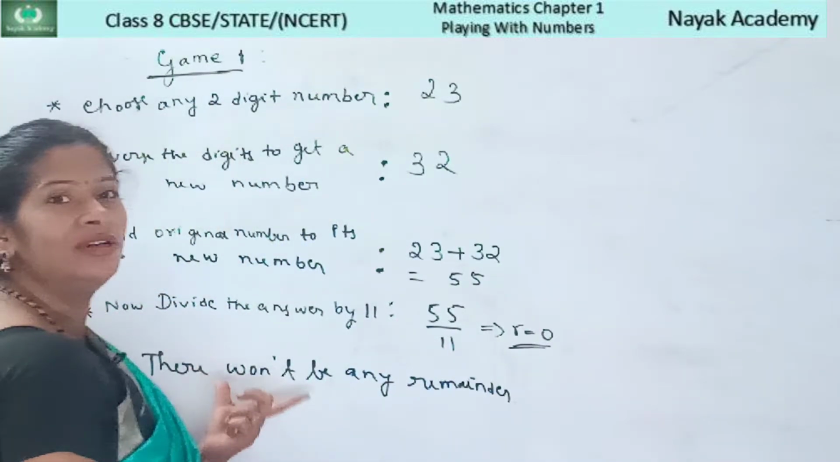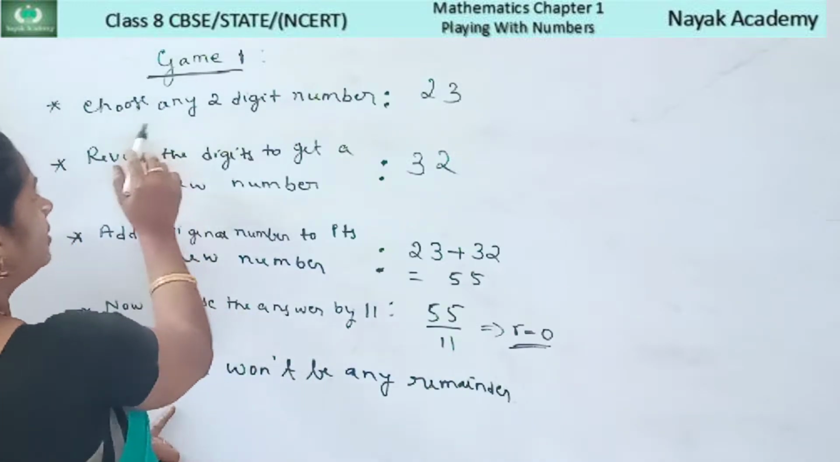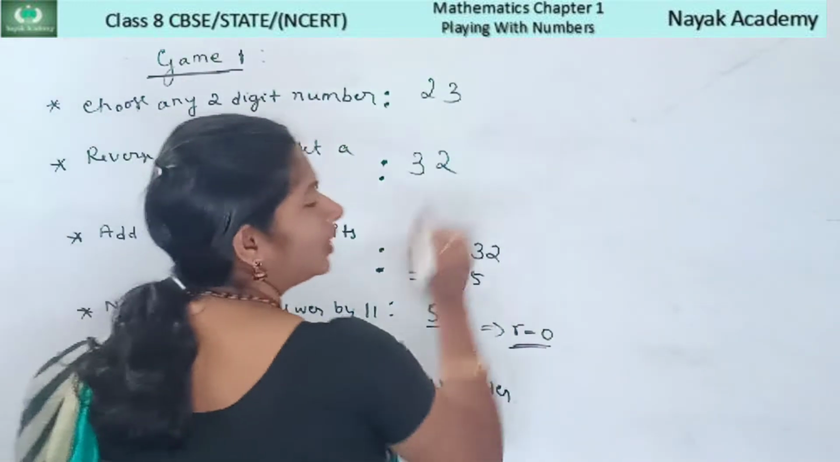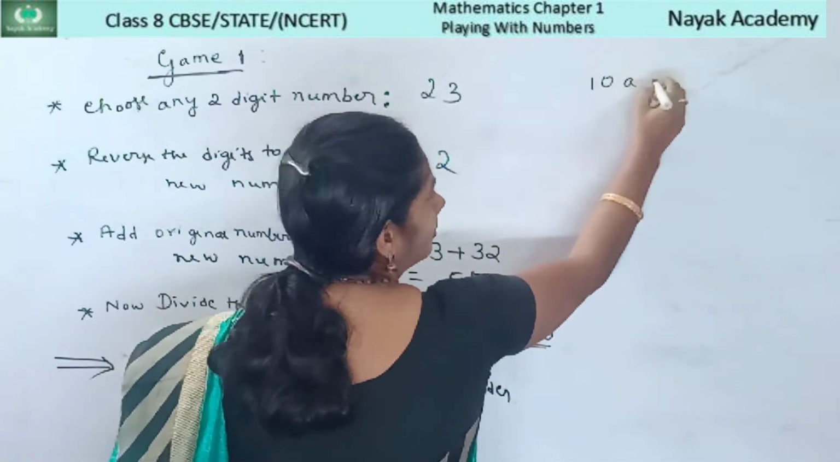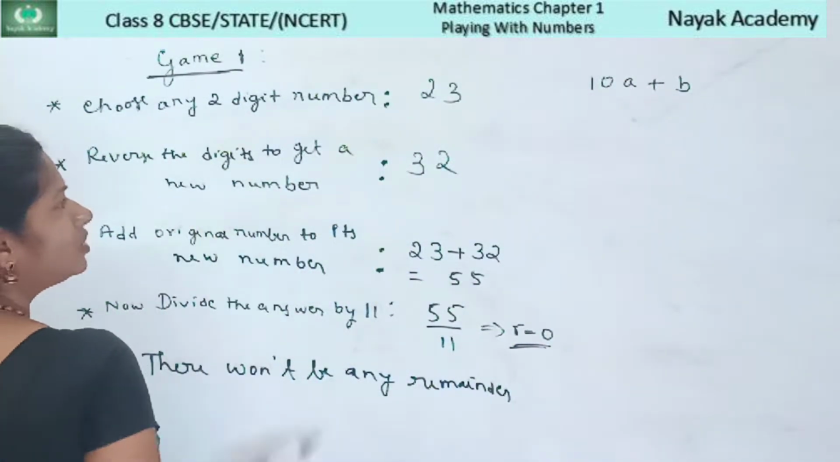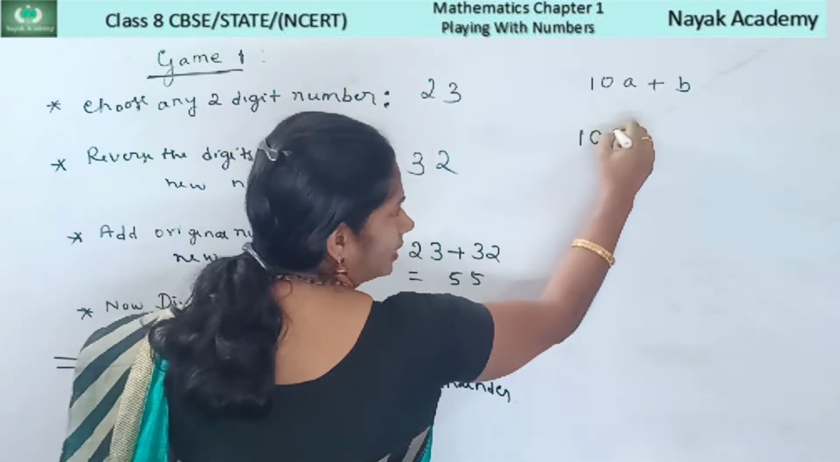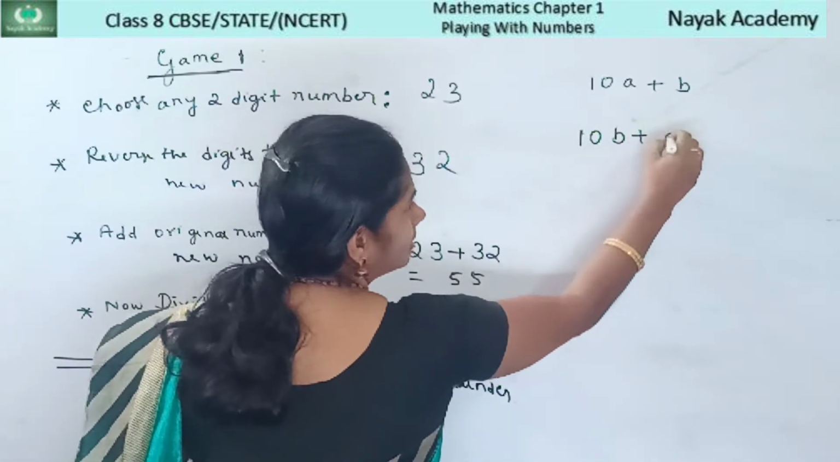So now let us check how this game really works. First we asked him to choose any 2-digit number. So what is the general form of a 2-digit number, children? It is 10A plus B. Next step, reverse the digits to get a new number. So if we reverse the digits, then the expansion form of the 2-digit number will be 10B plus A.